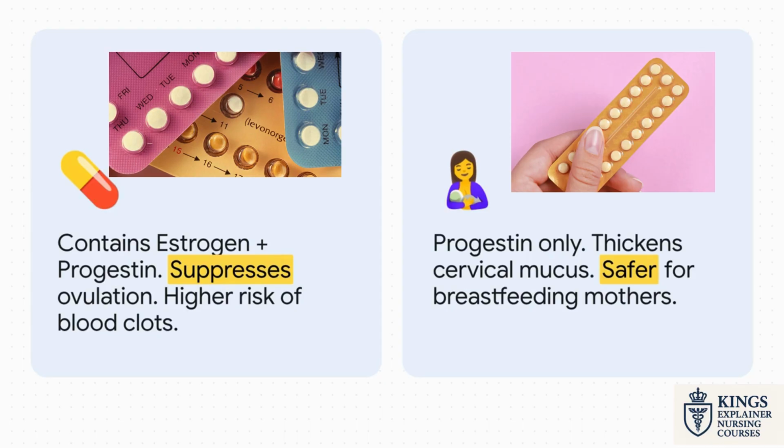The progestin-only pill, on the other hand, mostly works by making the cervical mucus super thick, like a roadblock for sperm. This difference is critical. It's why we give the mini pill to breastfeeding moms, because estrogen can mess with milk supply, and to people who can't have estrogen, like someone with a history of blood clots.